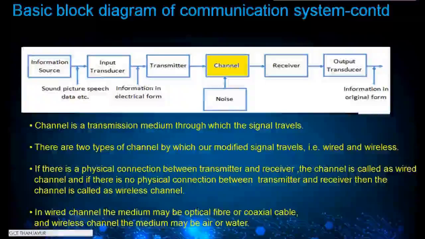There are two types of channel. One is wired channel and another one is wireless channel. If there is a physical connection between transmitter and receiver, then the channel is called a wired channel. If there is no physical connection between transmitter and receiver, then this type of channel is called a wireless channel. In a wired channel, the medium may be optical fiber or coaxial cable. And in the case of a wireless channel, the transmission medium may be air or water.